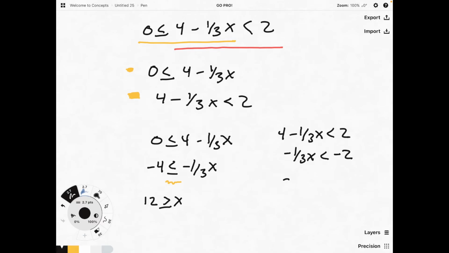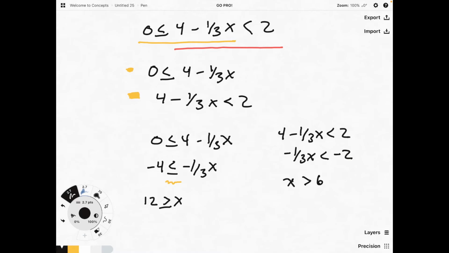We get x, and because it's negative, we need to flip the inequality. Negative 2 times negative 3 is 6. Our answer is 12 is greater than or equal to x, and x is greater than 6.